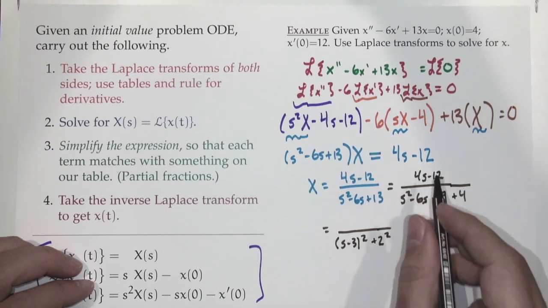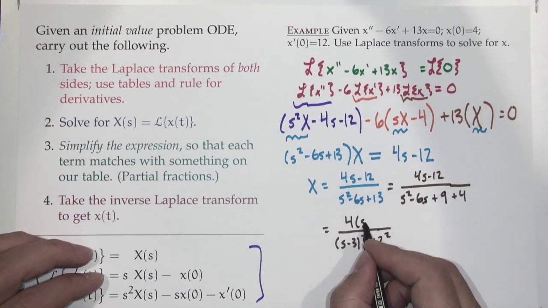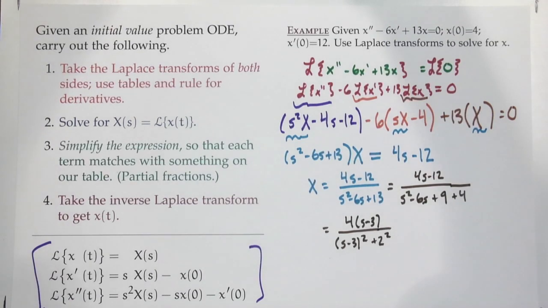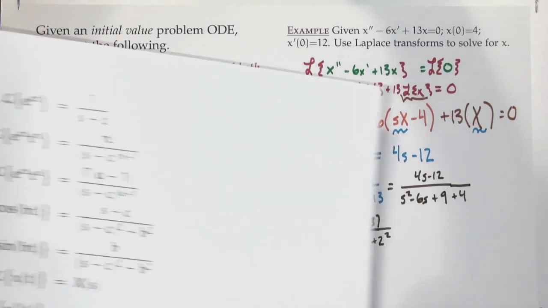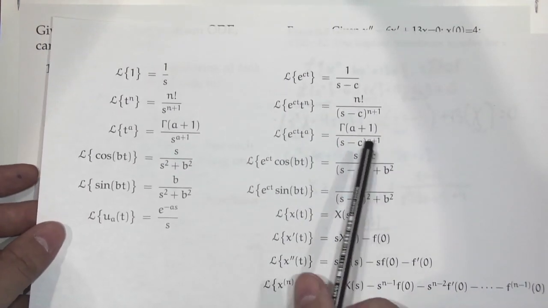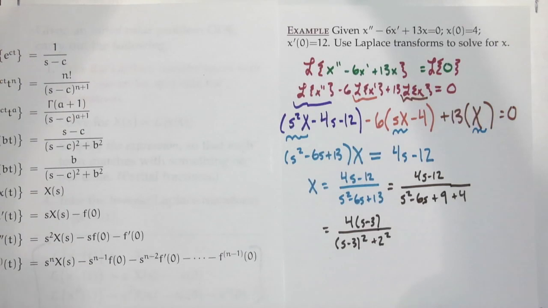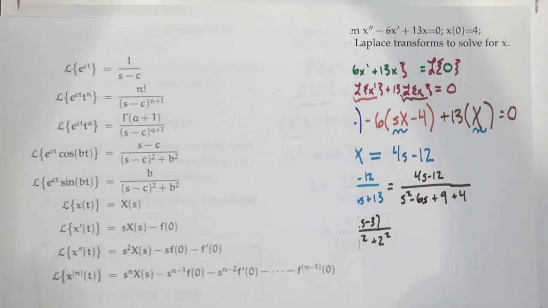How about the upstairs? Should we do anything there? Yeah, factor out the 4. 4 times s minus 3. And remember, when we're simplifying, we ask ourselves, have we gone to things that look like what's on our table? So we pull out our table. See, here's our table. It's all sorts of good stuff. And my eye is drawn to this left-hand side. So, let's see. Does 4 times s minus 3 over s minus 3 squared plus 2 squared look like anything on our table? Yeah, what does it look like?